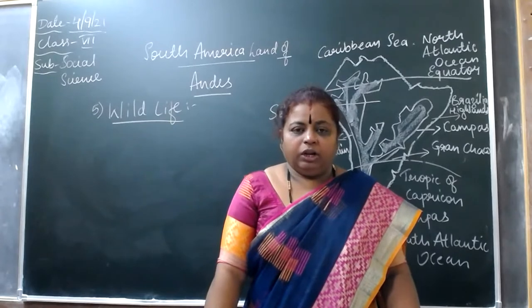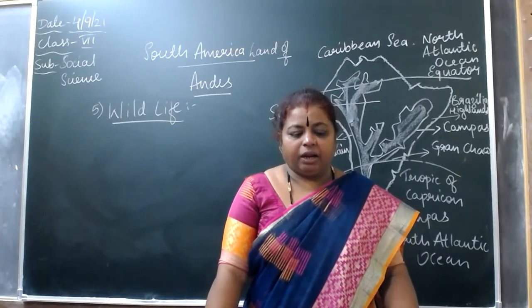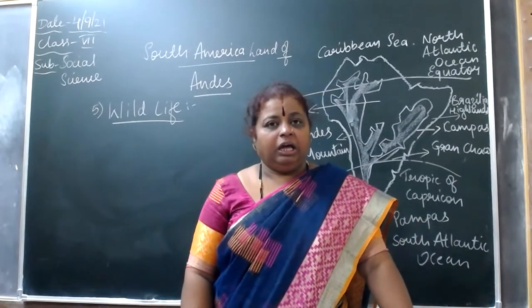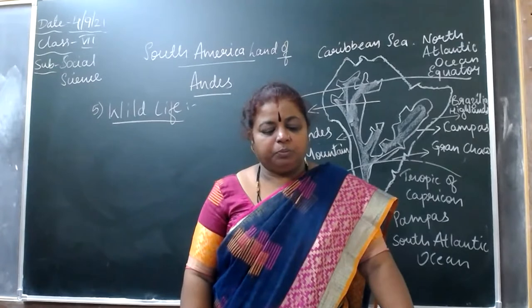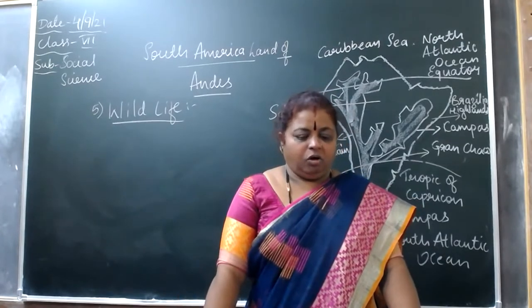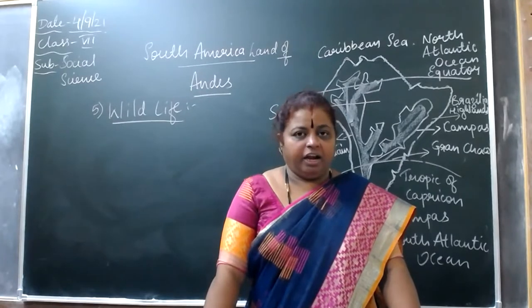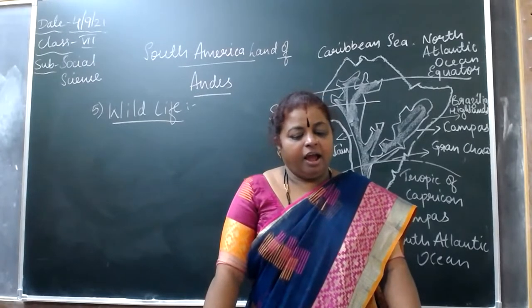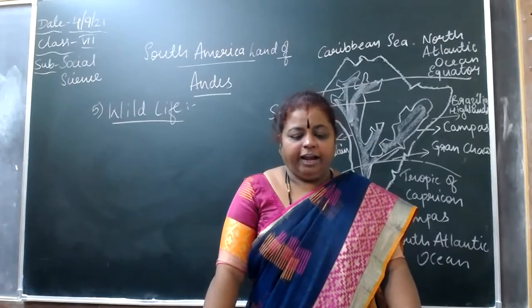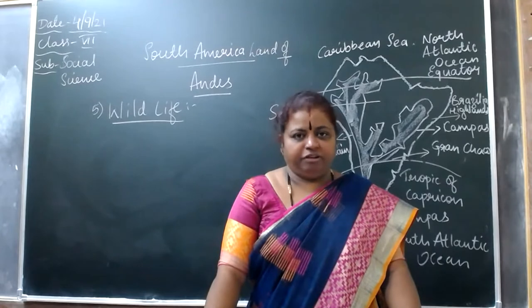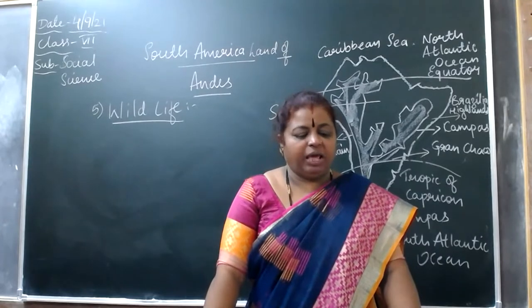The condor is the biggest bird of prey in the world. Rhea is a large bird which cannot fly, like the ostrich in Australia. It looks like an ostrich. Even this bird also cannot fly. It similarly looks like an ostrich, but the rhea cannot fly.